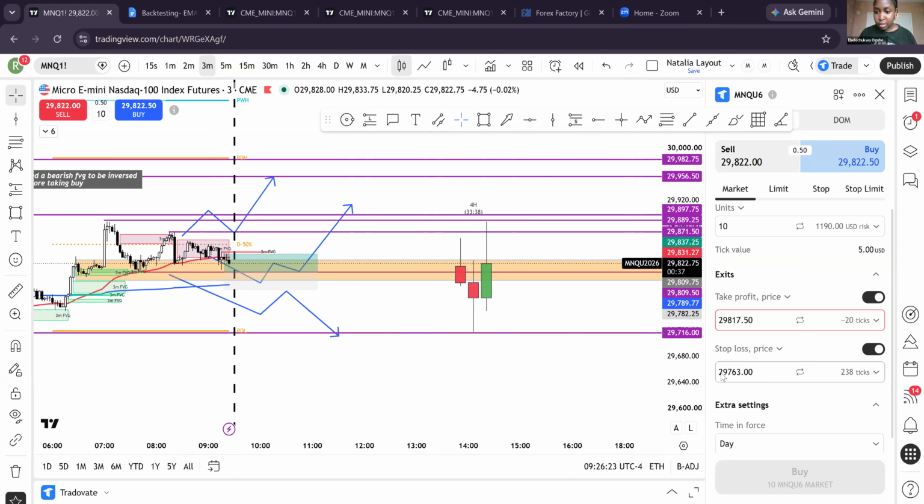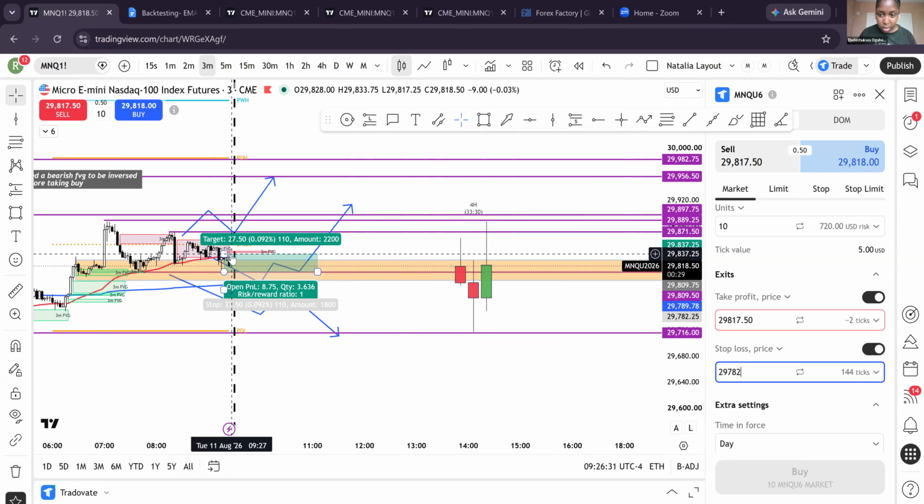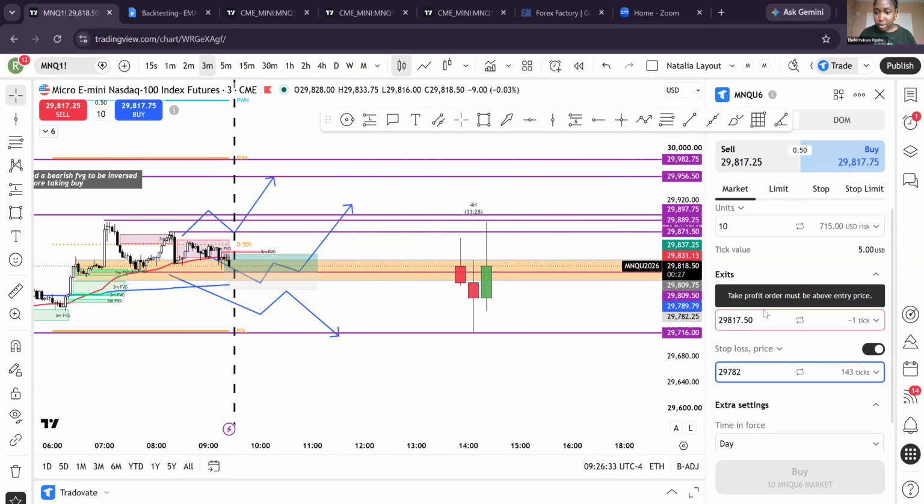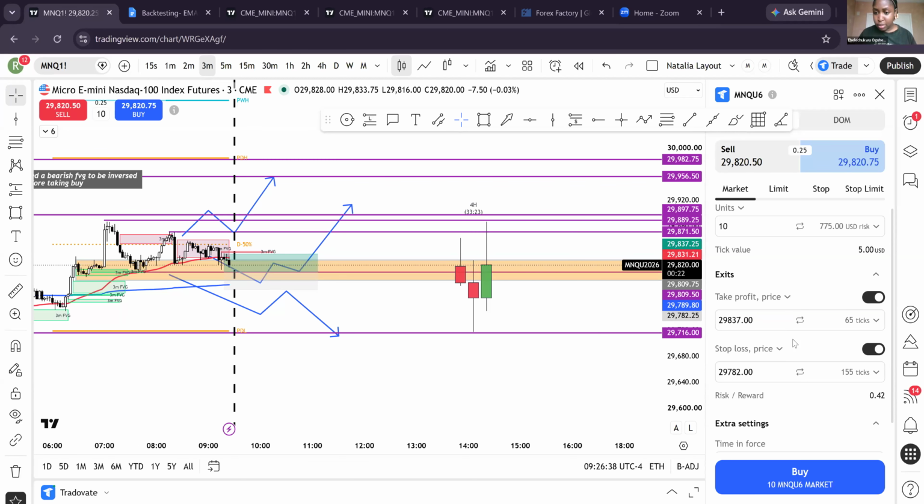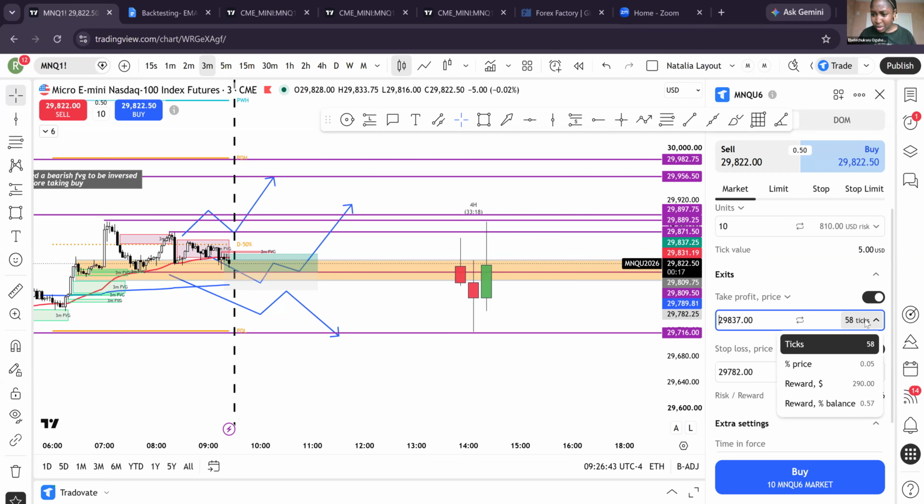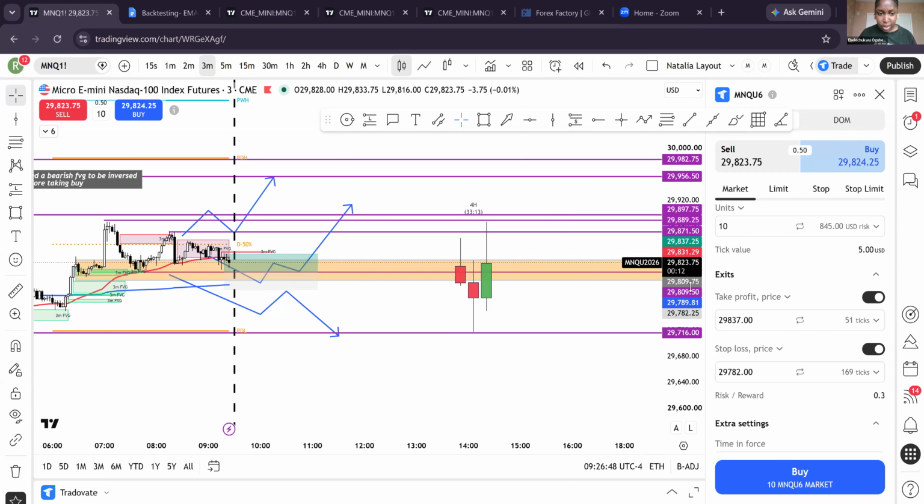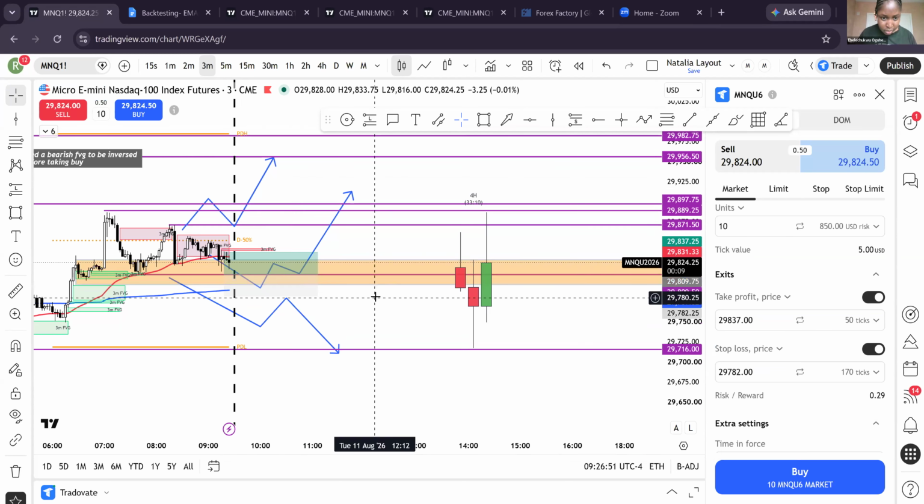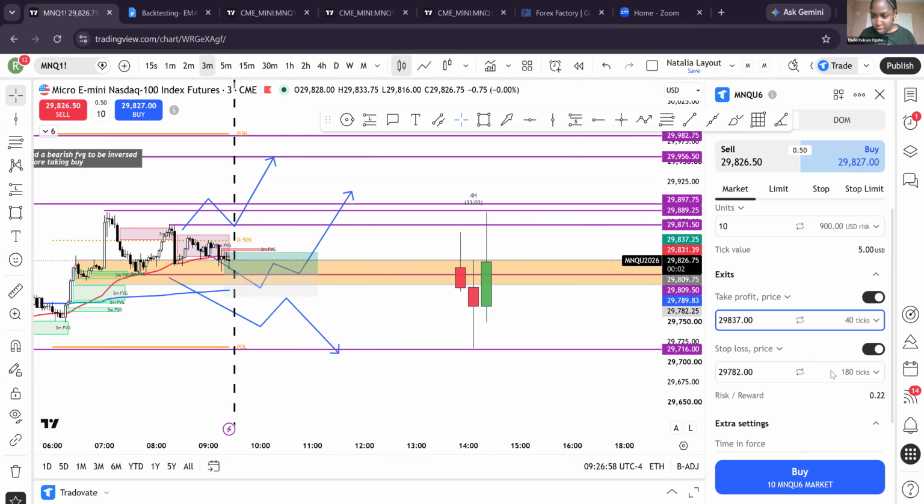29.782. And then let's make that 29.837. There we go. Hold on, did I do that wrong? Let's see, hold on. That is 29.782 and then 29.836. This should adjust.